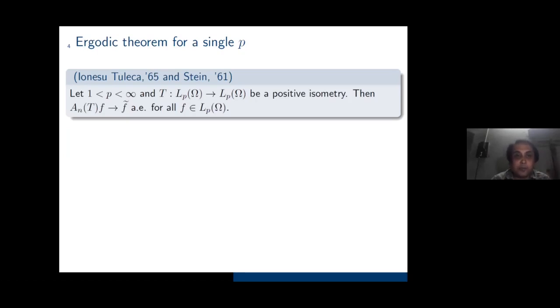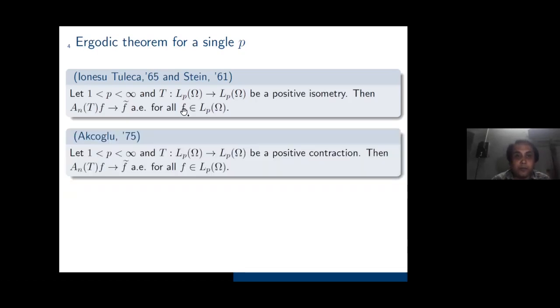It was an open problem in ergodic theory for a long time, and then finally Akcoglu solved it. It says that if you have p strictly between 1 and infinity and you start with a positive contraction from LP to LP, then again the time averages actually converge pointwise almost everywhere for all f in LP.